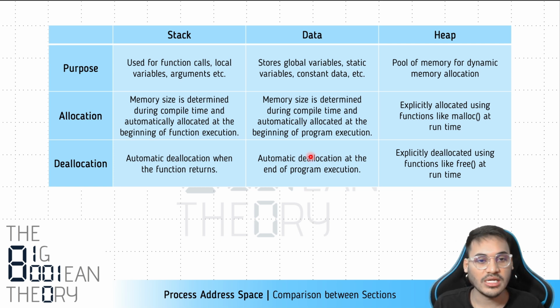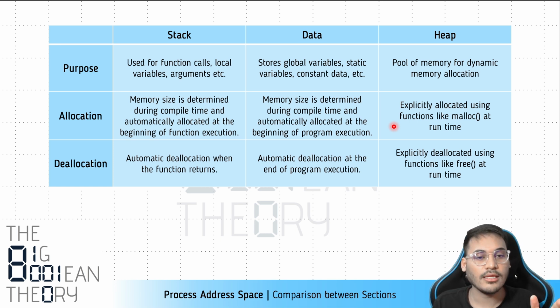Let's talk about the heap section finally. So when we talk about allocation and deallocation here, you as a programmer have to do things explicitly, right? So here for allocation, you have to explicitly allocate using functions like malloc, right? And for deallocation, you have to call functions like free at the runtime, right? So here basically, you as a programmer have to perform the allocation and deallocation explicitly. Unless you make that function call, the memory will not be allocated or deallocated.